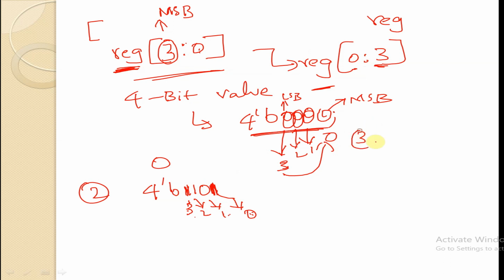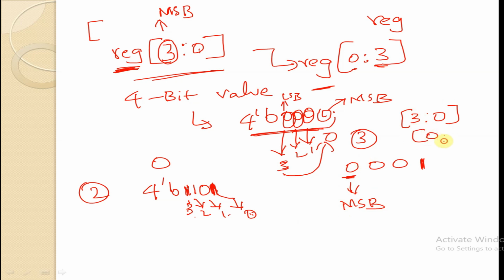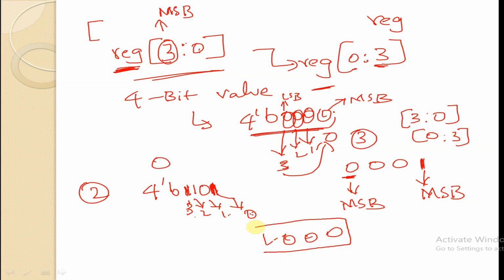I will take another example for better understanding. If we have 0001, then if we represent 3 down to 0, this will be the MSB. And if we take 0 to 3, then this will be our MSB. That is, it will be 1000. If it is stored in a register, it will store like this, because we have taken 0 to 3, so it will take this one as our LSB and store accordingly. 1000, it will store like this.